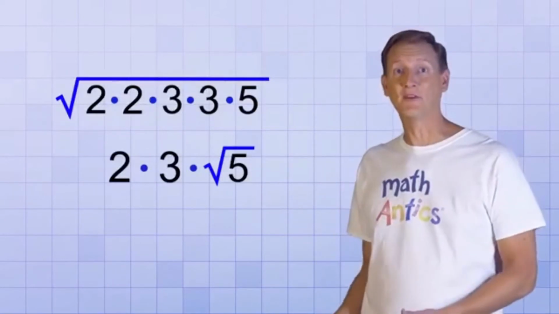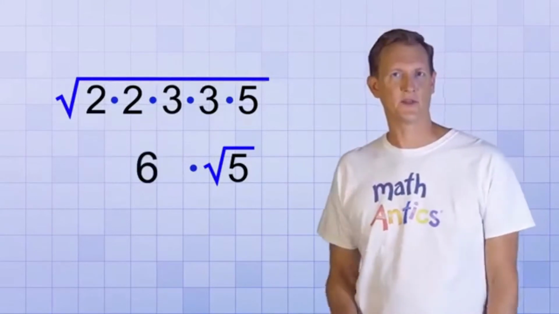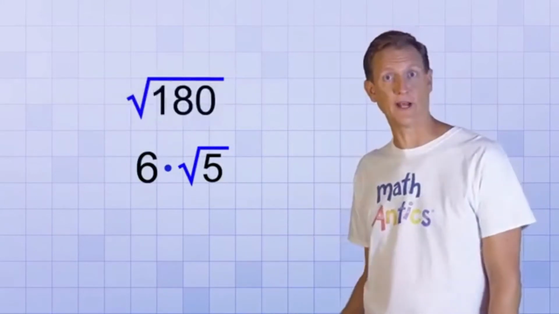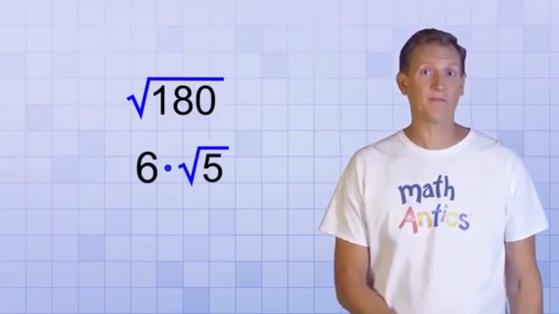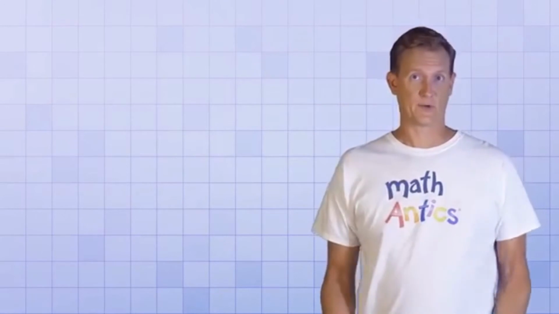Great! Now all we have to do is recombine the factors we simplified. 2 times 3 equals 6. So the simplified version of the square root of 180 is 6 times the square root of 5, or 6 root 5. Let's try another example to make sure you understand what's happening.